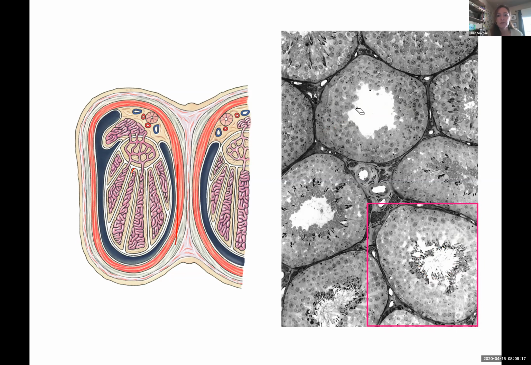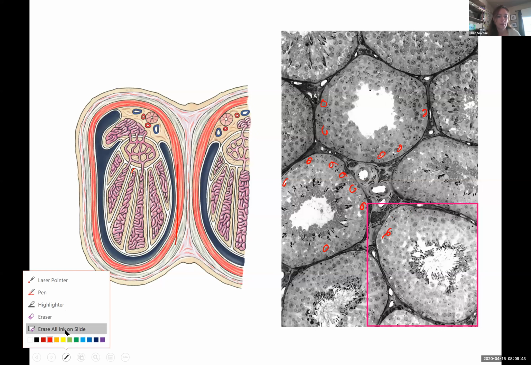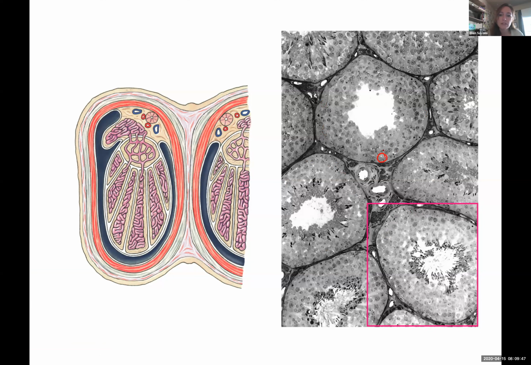The start of sperm production begins from cells out in the surrounding wall of any one or all of these seminiferous tubules. Where I'm circling are these cells in the outer portion of each of these seminiferous tubules. I'm going to just erase all this. Okay, so sperm start to be made from cells on the outside.